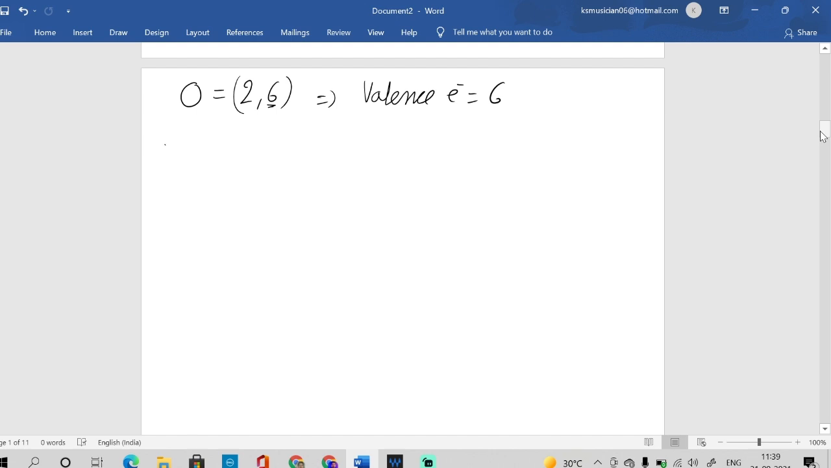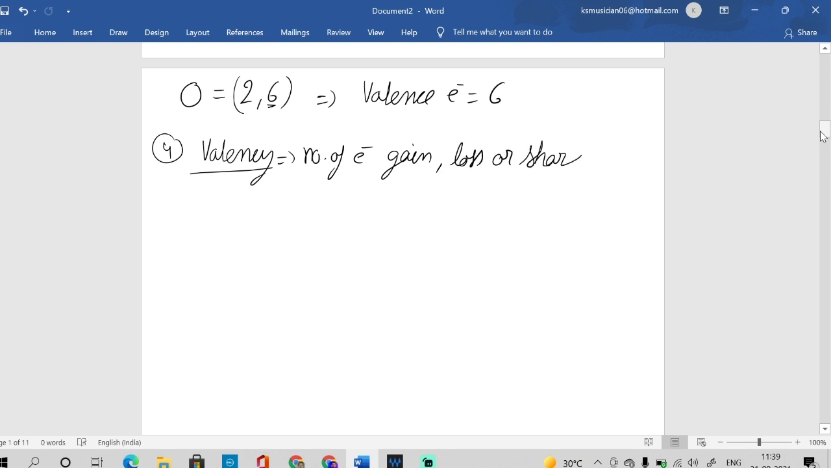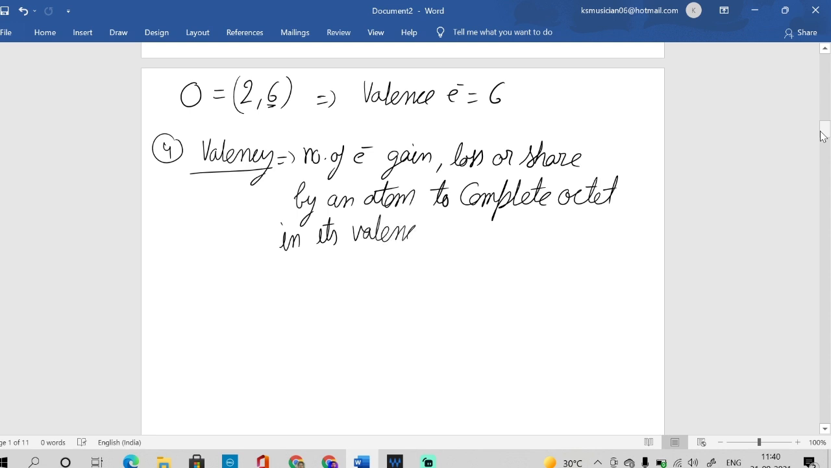Now the next topic we have is valency. Valency is the number of electrons gained, lost, or shared by an atom to complete its octet in its valence shell. It means, beta, that to complete 8 electrons in the valence shell, the number of electrons an element will gain, lose or share is known as its valency.